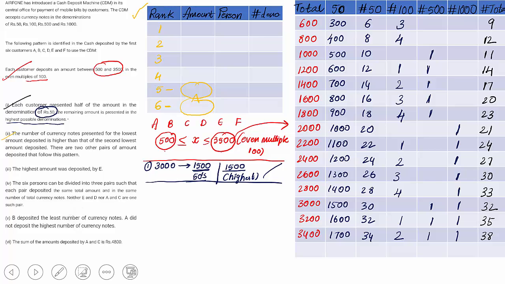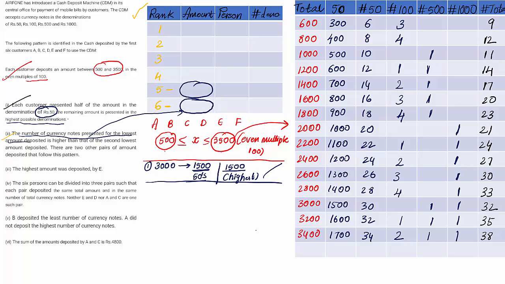Let me change the color. So I have, this is the lowest value, and this is the second lowest value. What is this point telling? The number of currency notes present for the lowest amount. What it is telling is the number of notes that the lowest amount value is having will be higher than the second lowest value. Okay, let's see.